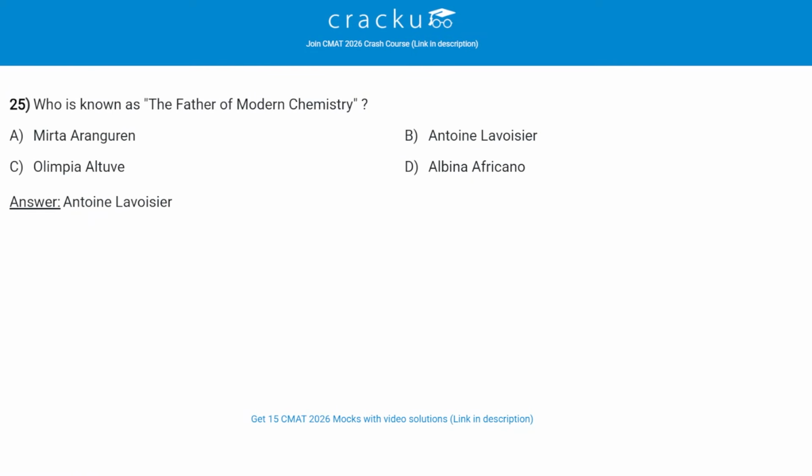In this question, we need to find who is known as the father of modern chemistry. The father of modern chemistry we refer to as Antoine Lavoisier, the one who discovered oxygen.